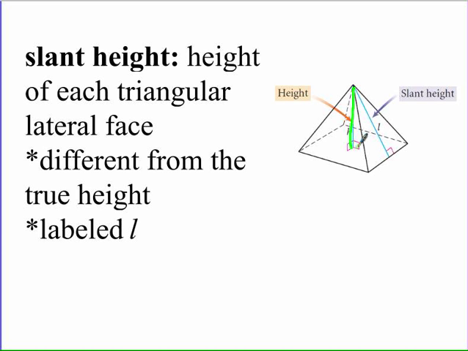The slant height is actually that diagonal height. And it is different. The slant height will be longer than the true height of the figure. And we label the slant height L. So that's kind of hard to remember. L is slant height, so you might want to make sure you file that away. L is your slant height.